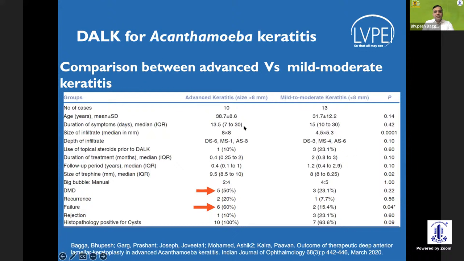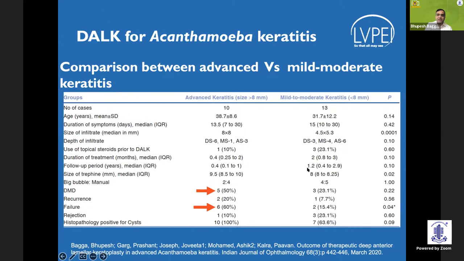This is the series which we have published in the Indian Journal of Ophthalmology, where we compared DALK for Acanthamoeba keratitis. If you see the size, more than 8 millimeter and less than 8 millimeter, we divided into two groups of 10 and 13 cases. We realized that cases with a bigger size do not do as well as the smaller size, where 60% developed graft failure and DMD was seen in 50%. So it is probably a good idea, if you're performing DALK, to perform it in mild to moderate cases rather than advanced cases, which we routinely see in our scenario.